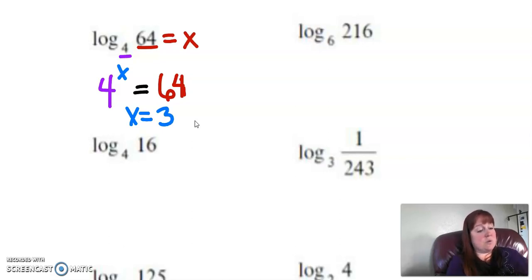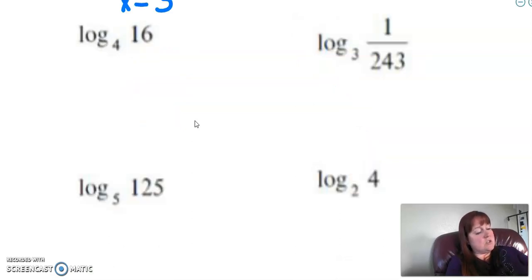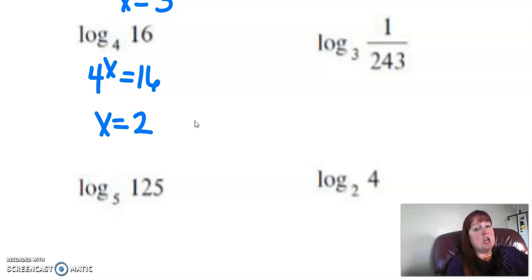So x equals 3. For this one, 6 to the what equals 216? Again, the answer to the log is the exponent. What exponent do I need? Well, in this case, I also need 3. 6 to the third equals 216. This one is asking 4 to the what equals 16? That's x equals 2. I'm just switching it around. I'm saying base to the exponent equals the argument. Remember, this is my argument.